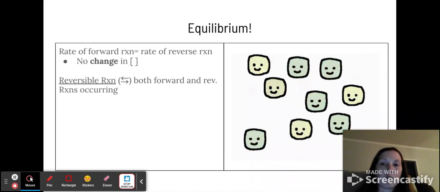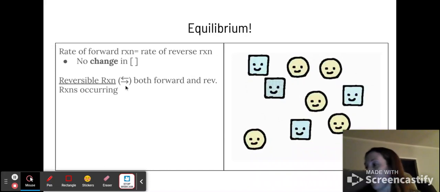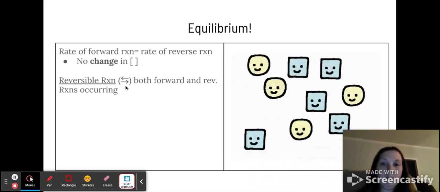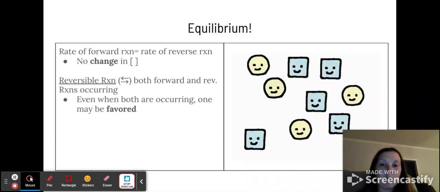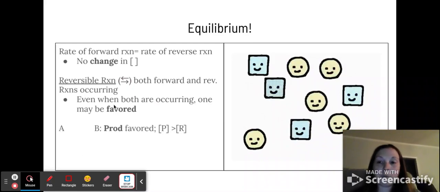We have what are called reversible reactions, which is what we study in equilibrium. To represent this in a chemical equation, you would have a double-headed arrow, one facing forward, one reverse. And this is when both the forward and the reverse are occurring. Just because they're both occurring does not mean that we won't have a favored side. A lot of times you will still have one side that is favored.